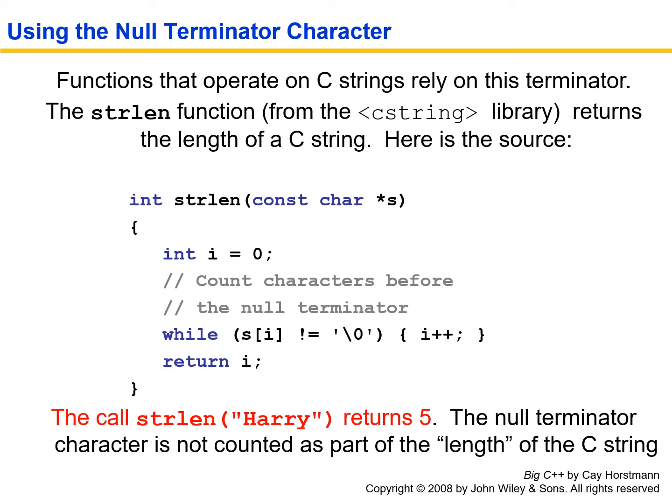The standard library from old style C includes a string library. We call it cstring in C++. And it includes a lot of functions that work with C style strings. So strlen is going to count how long your string is until it reaches a null character, and then it's going to return how many non-null characters are in that string, or how many characters there are before the null character.